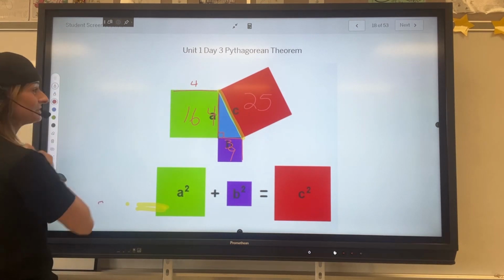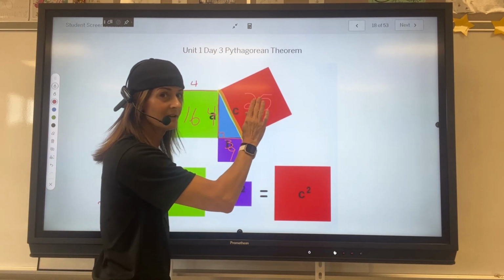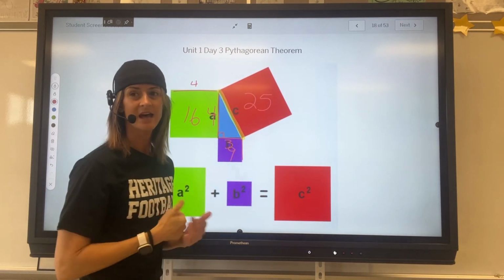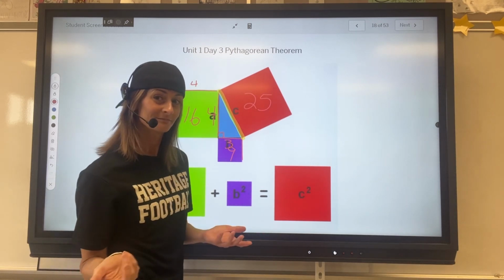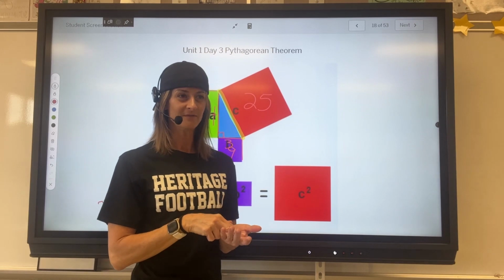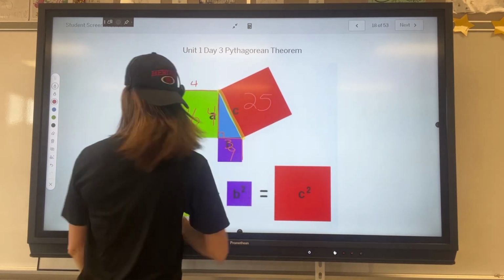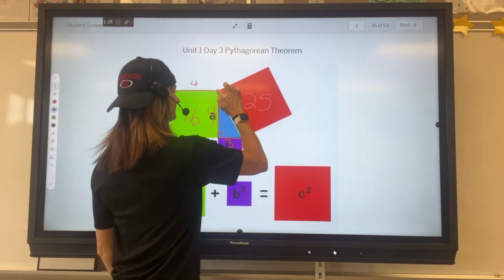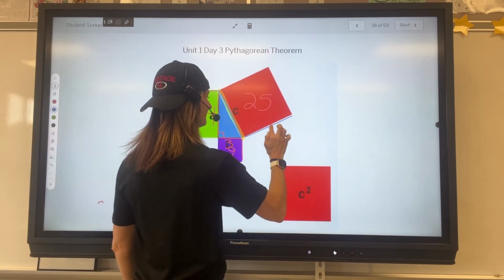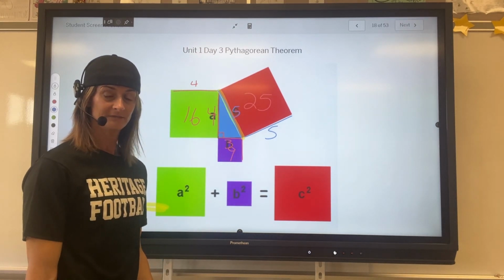So if we know the area of this square is 25, how are we going to figure out the length of one of the sides of the square? Because 5 times 5 is 25. The square root of 25 is 5. So the length of the sides of this square are each going to be 5. So C is 5. That's it. That's all we're doing today.